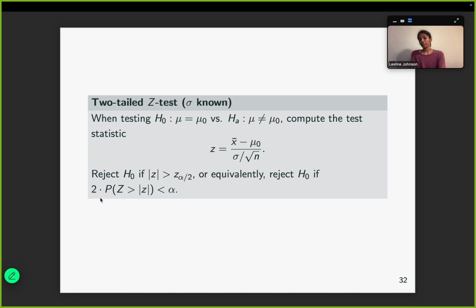We multiply by 2 here just because it's a two-tailed test, so this is our probability for both tails of our distribution. If it's less than our significance value, then it's very unlikely to happen under our null hypothesis, so we can reject our null hypothesis.